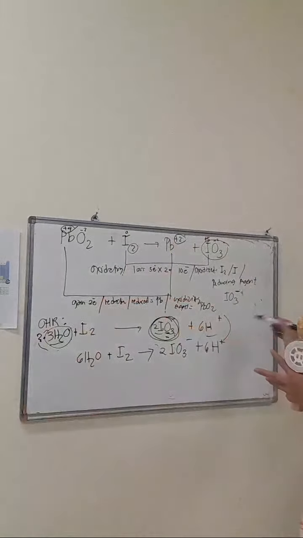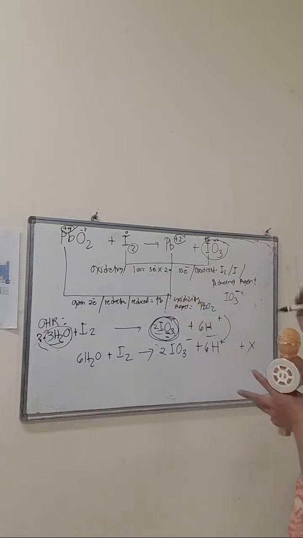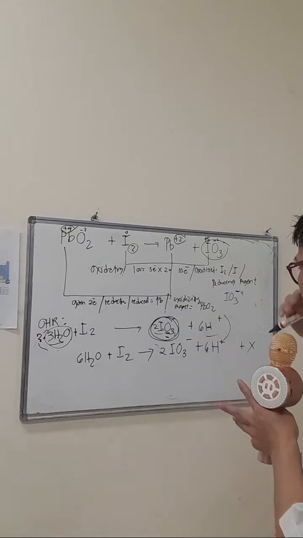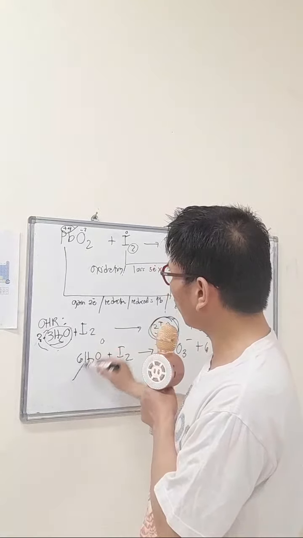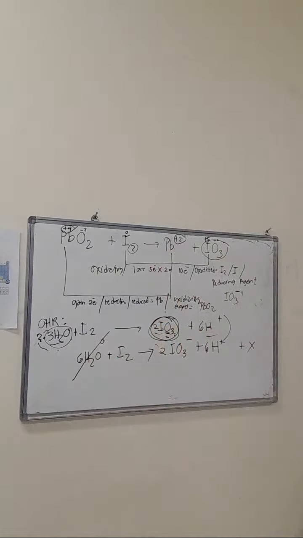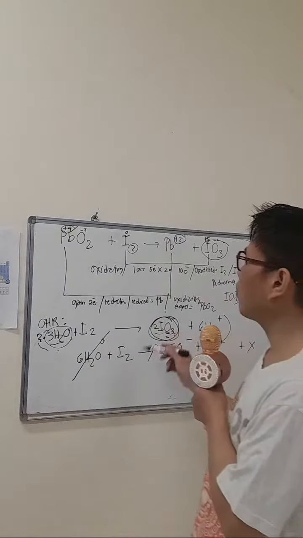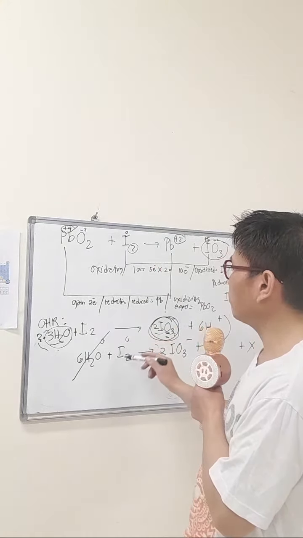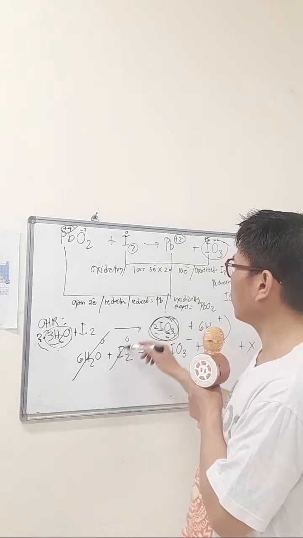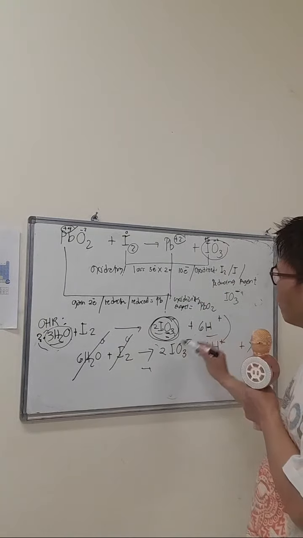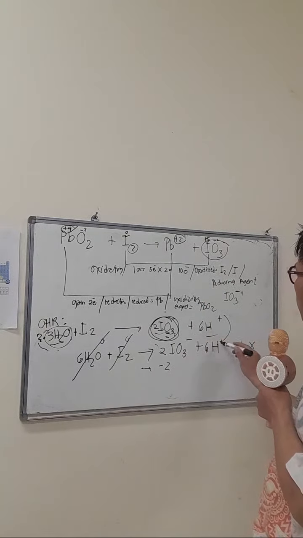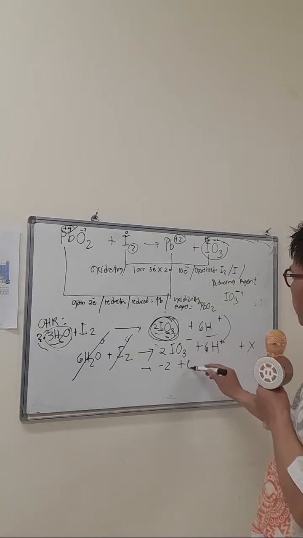And then we need to add electrons on the right because this is loss of electrons. So let's say later on we have plus x, with x as the number of electrons. Water is zero charge, a neutral compound: 0 times 6 is 0. Iodine times 2 is 0, a free element also 0. Now negative 1 times 2 is negative 2. Then 6 plus for H is 6.